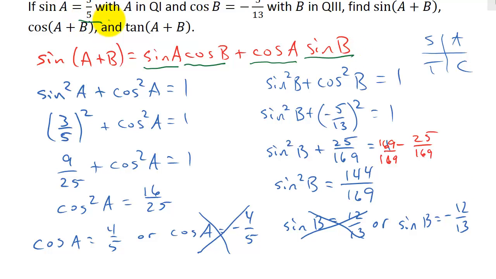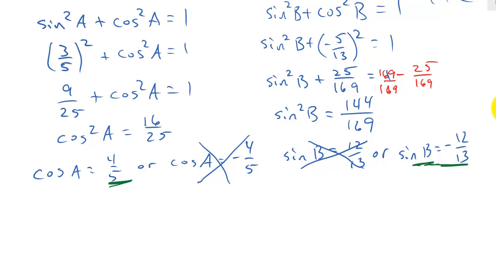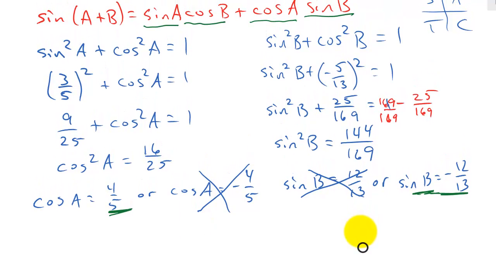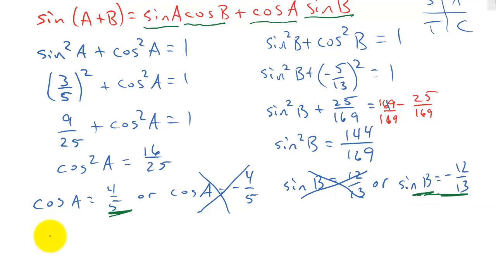So now I have my values for sine A, cosine B, cosine A, and sine B. Okay, and now all I do is plug all of those into here, and I have my answer. Alright, so let's come down here and do that. Let me pull this down just a little bit so we can see the formula.